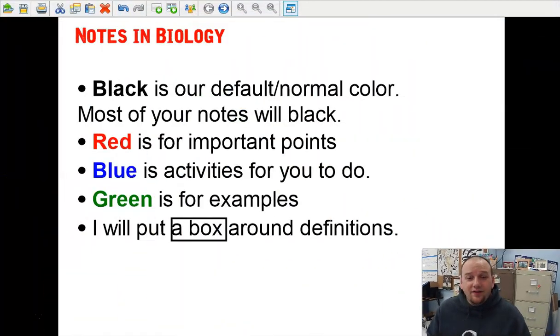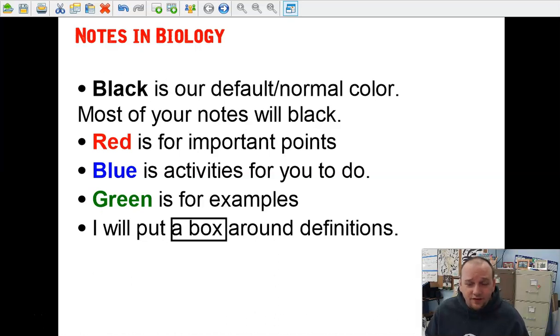I really recommend taking some notes during this quick little lecture, and there are some things I recommend when you take notes. To begin with, I told you several weeks ago that I love it if you get those four color clicky pens, and if you have them, that's really going to line up with the way that these notes are set up. Black is the default color, red is for important points, blue is for activities for you to do, and there won't be too many of those in this lecture. Green is for examples, and I put a box around things I'm defining.